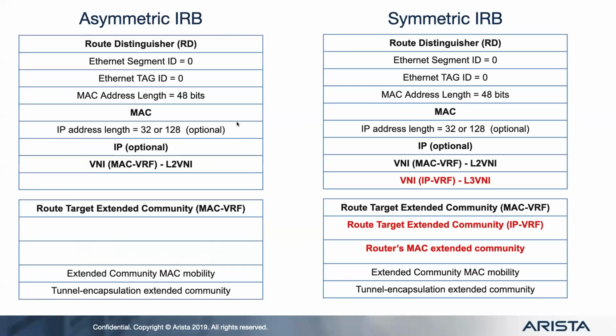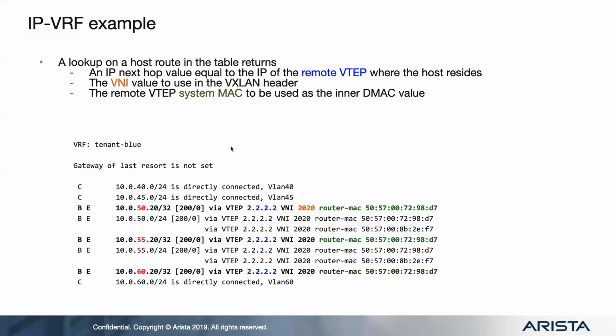So in this case, in case of symmetric, we don't need a type 3 route. Type 3 route, what do you think? I don't think we would need it because that's just for BUM traffic, right?